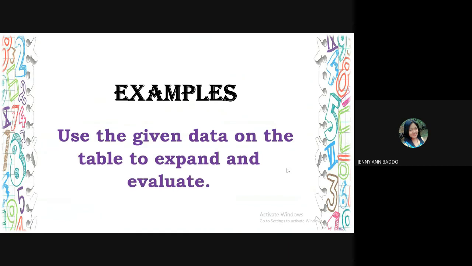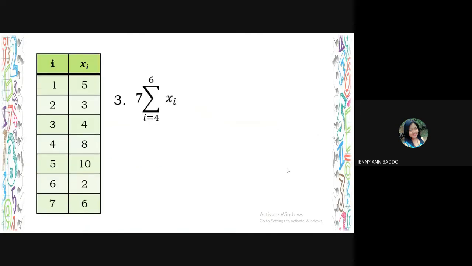But this time, we're going to use the data given on a table to expand and evaluate. When we say expand, you do not have to solve. You just have to write the given summation notation into an expanded addition or long addition. But when we say evaluate, you have to solve, compute, or find the value. That means your answer for evaluate is a number. So let us have example number 3.